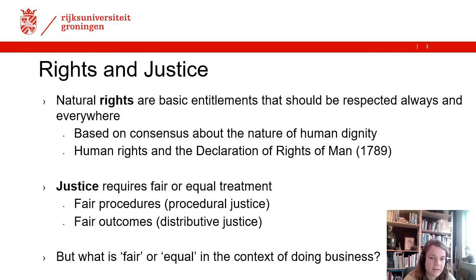So justice requires a fair or equal treatment of humans, and there are two main views on this. One is fair procedures, the idea that there is procedural justice. You are free to acquire whatever you want without constraints. Right? This is also, if you think of an example, we have a right to education.